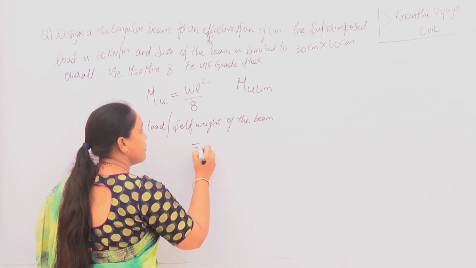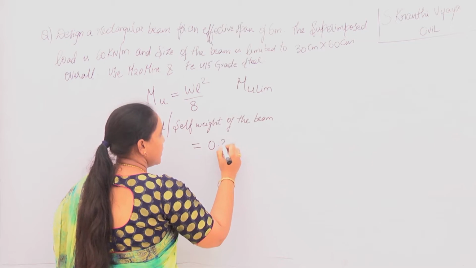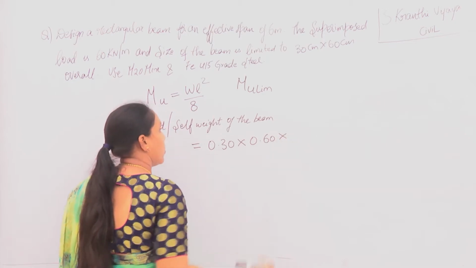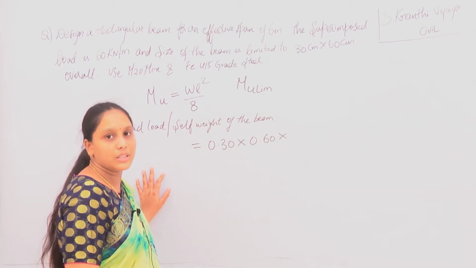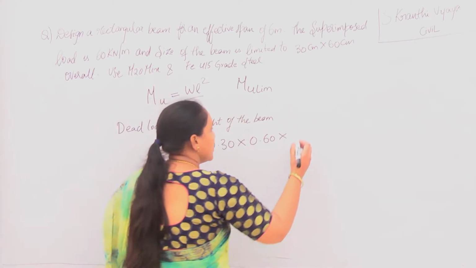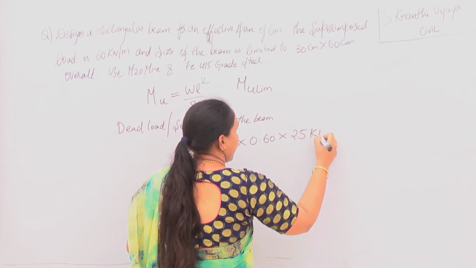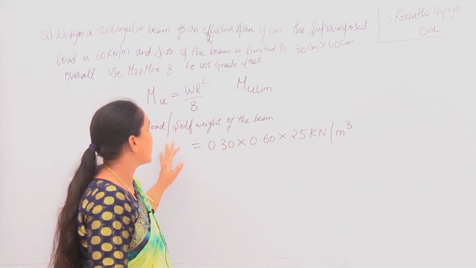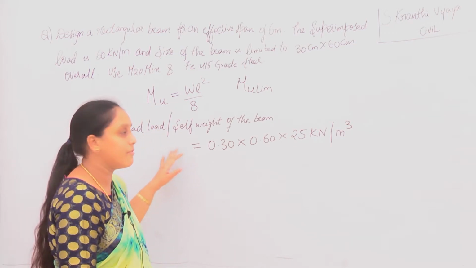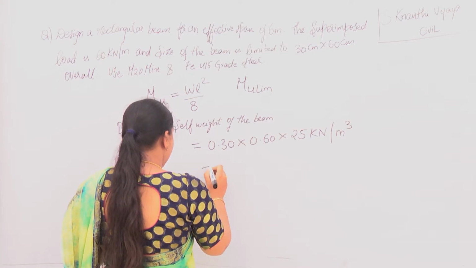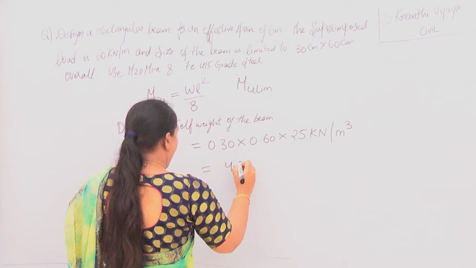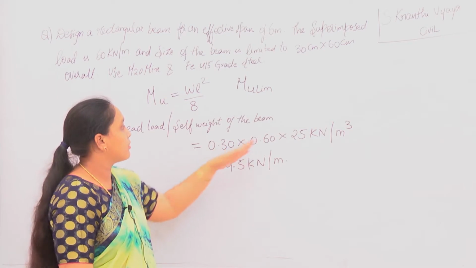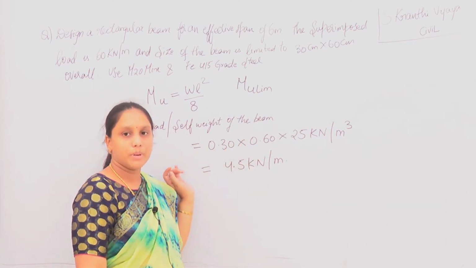So how will you find out the self weight of the beam? That is the breadth into overall depth into the unit weight of the material. Here it is RCC. So what is the unit weight of RCC? The unit weight of RCC is 25 kilonewton per meter cube. So from this you can find out the self weight of the beam, which if you solve, gives a value of 4.5 kilonewton per meter.